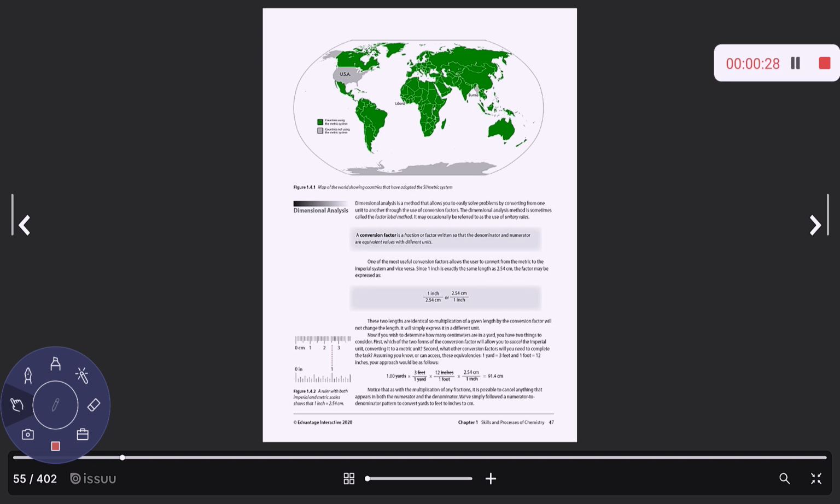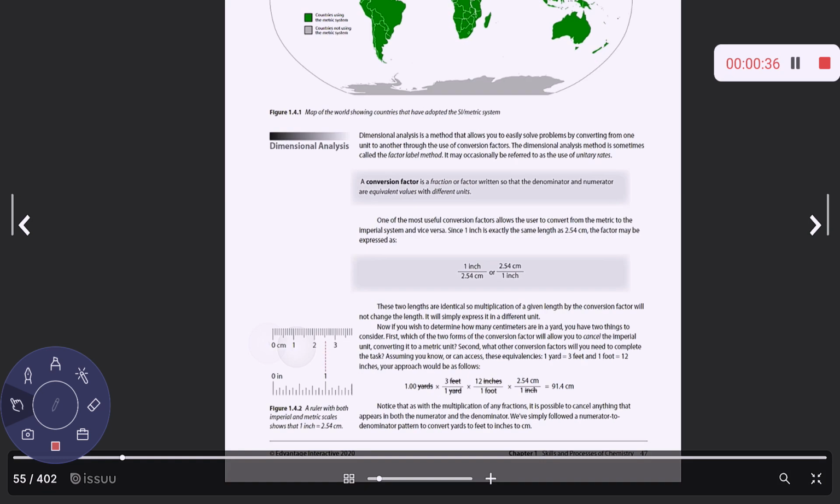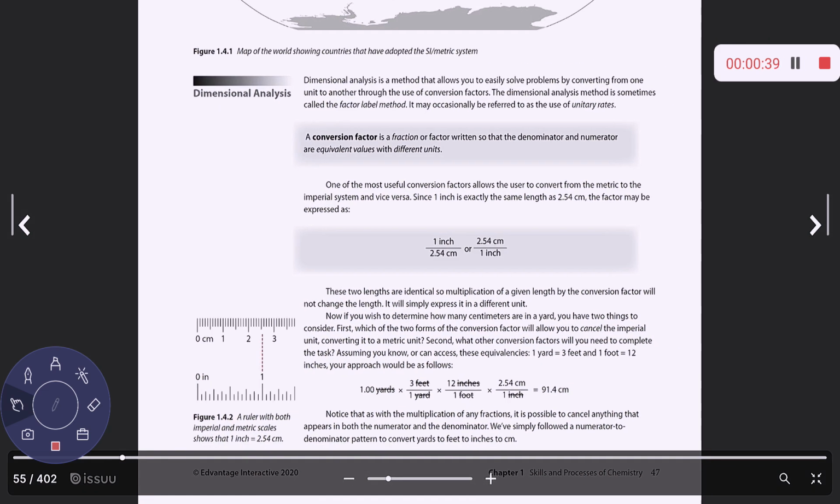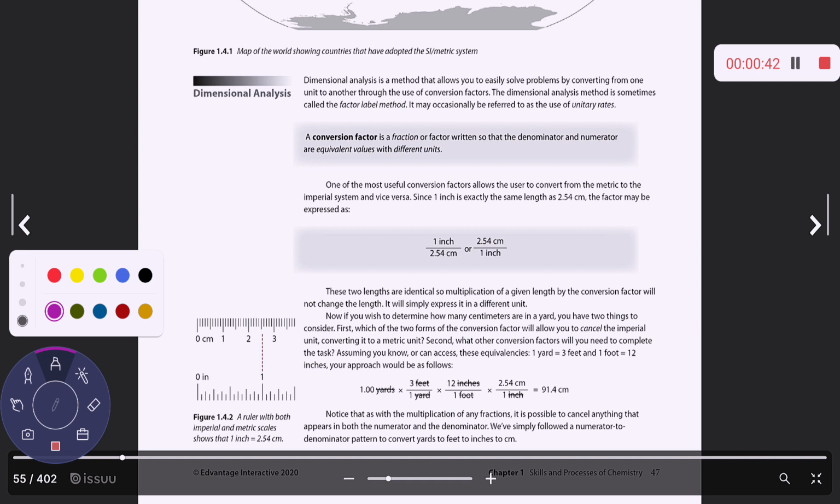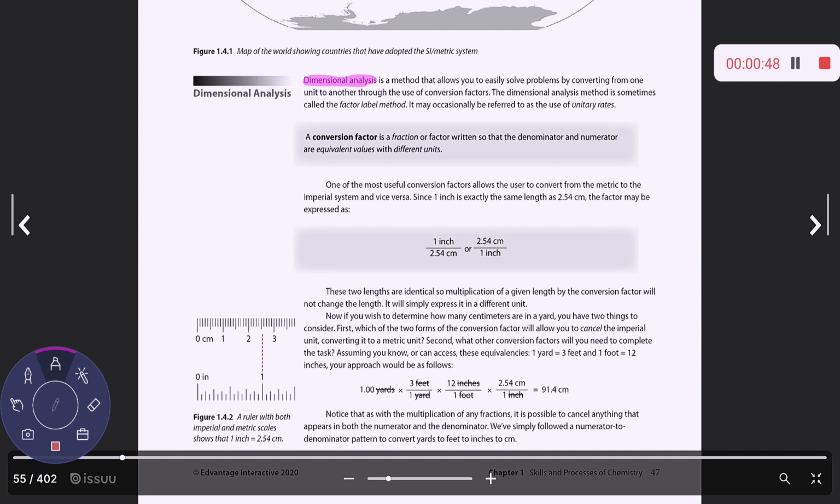And most of the world uses the metric system, except for the US and a couple other very small countries like Liberia and Burma. And we're going to focus on dimensional analysis, okay? So we're going to be taking a look at converting from one unit to another. So dimensional analysis is just telling you that we're going to follow a specific method to solve problems when we're converting from one unit to another.